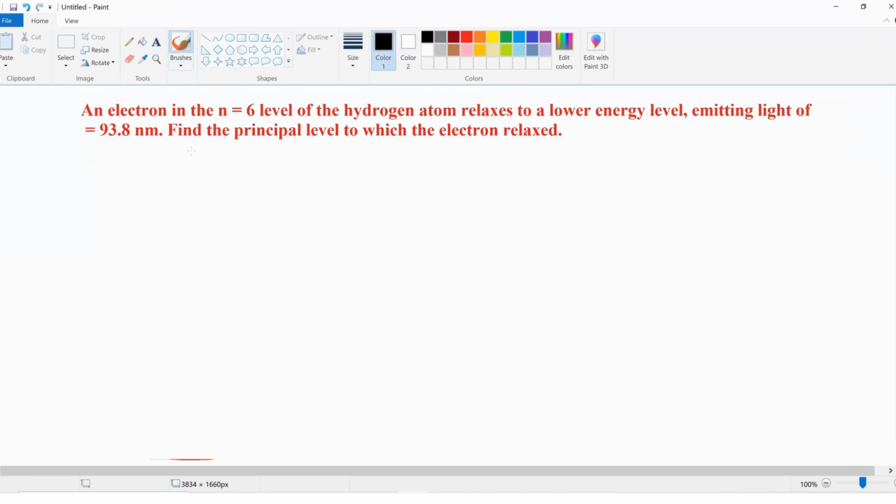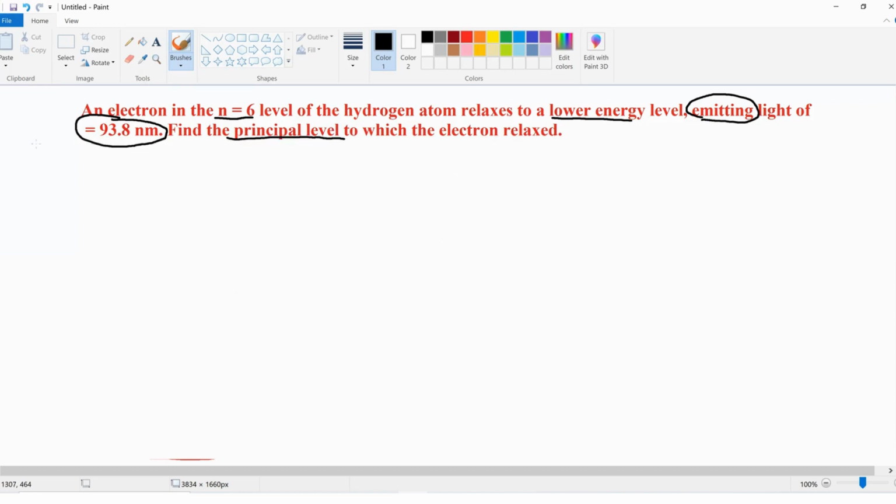There we go. Okay. So what I previously said, let's read the question carefully. An electron in the n=6 level of the hydrogen atom relaxes to a lower energy level, emitting light of 93.8 nanometers. Find the principal level to which the electron is relaxed.